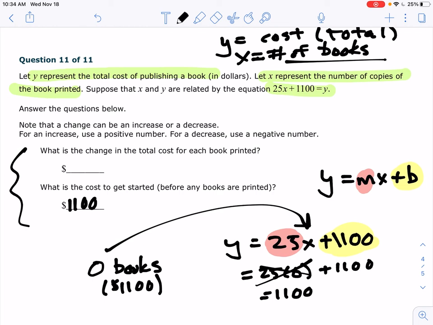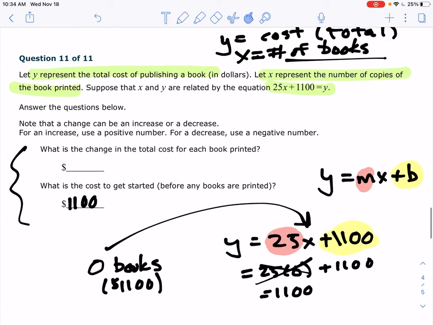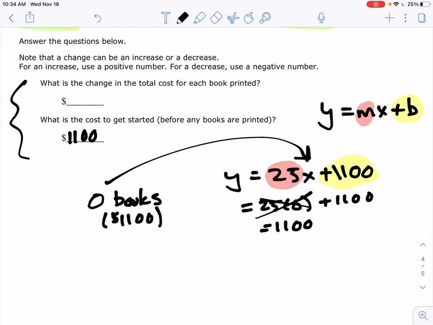Okay? And so now it says, what is the change in the total cost for each book printed? So we should hopefully be able to figure out that if we're talking about change, we're talking about rate of change, and rate of change is always your slope. So if you can't understand that and can't just look at the number in front of x and recognize that it's slope, let's reason this out. All right? So supposing we print one book. If I print one book, I have 25 times 1 plus 1,100, because number of books printed is what you have, right?